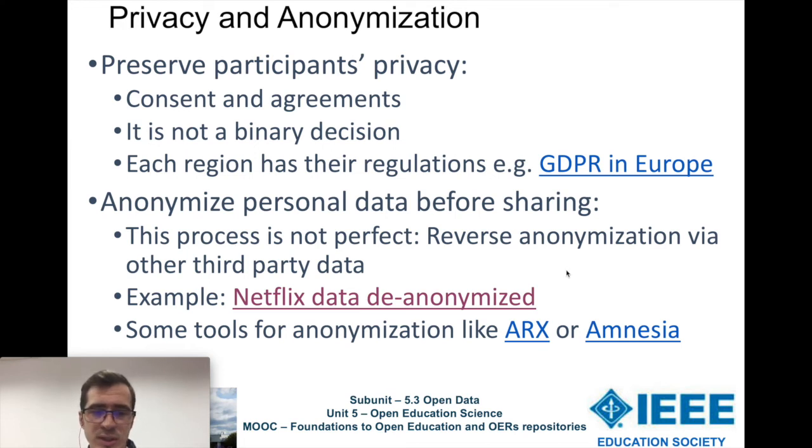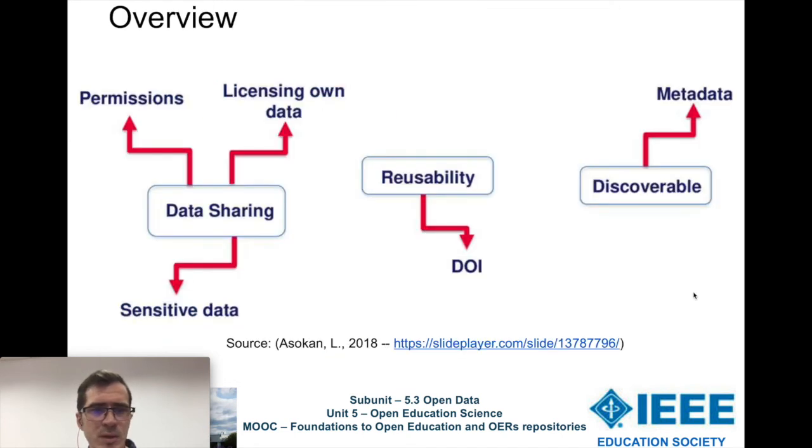Additionally, I wanted to point out that there are some tools like ARX or Amnesia that greatly facilitate this process of anonymization. There are a number of things that we need to take into account, and this is a nice overview. From the data sharing perspective, we need to think about permissions, whether we have the permission of subjects to share this data. We need to establish the license of our dataset, which will explain how other people can use our data. And then we need to be very careful with sharing sensitive data.